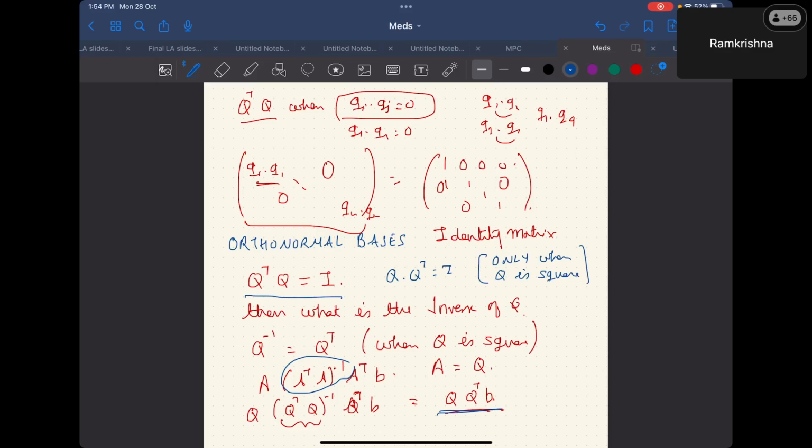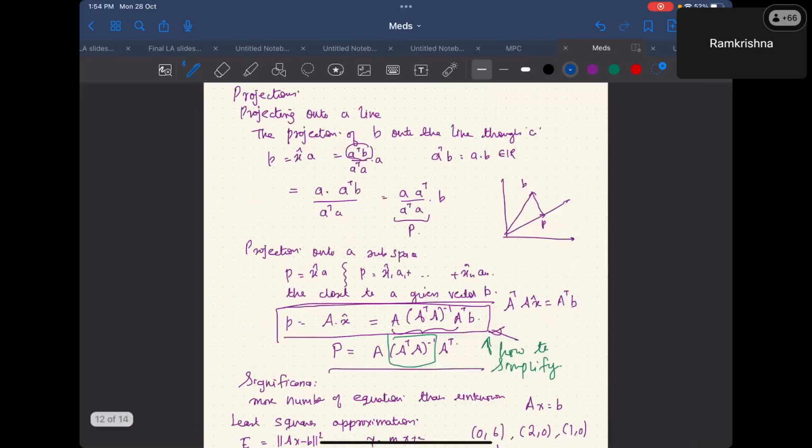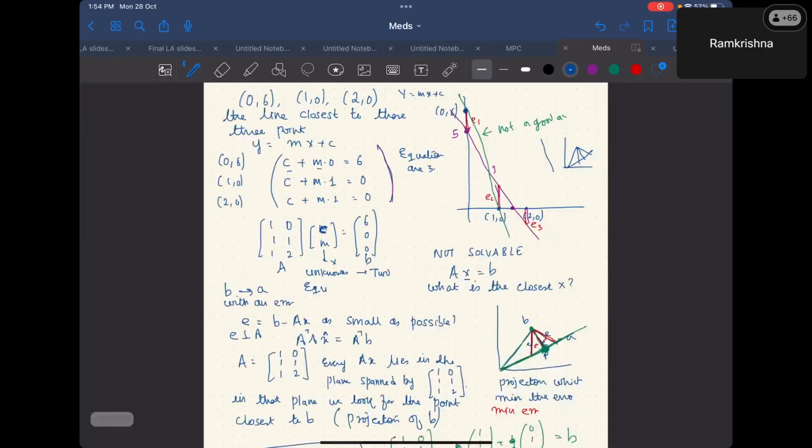Because how was our A matrix? When we wrote down this little problem of approximation, this was our A matrix, when I said I want to look at points 0, 6, 1, 0, 2, 0. My A was not square, this was rectangular. So I'm asking, if A is rectangular, what if it has a special structure? The special structure says that both columns of Q are of unit length and they are also orthogonal to each other. So this will be the point of discussion now.